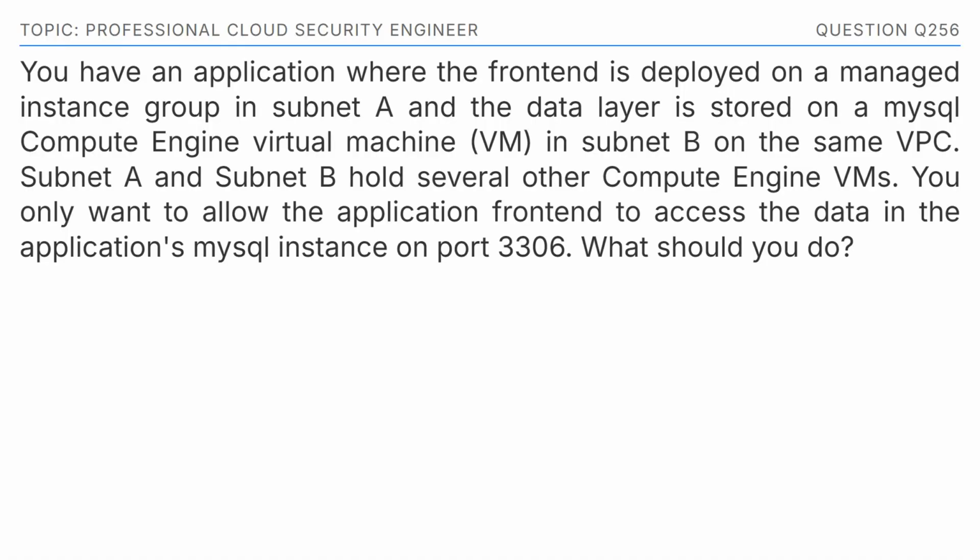You have an application where the frontend is deployed on a managed instance group in Subnet A and the data layer is stored on a MySQL Compute Engine virtual machine, VM, in Subnet B on the same VPC. Subnet A and Subnet B hold several other Compute Engine VMs. You only want to allow the application frontend to access the data in the application's MySQL instance on port 3306. What should you do?